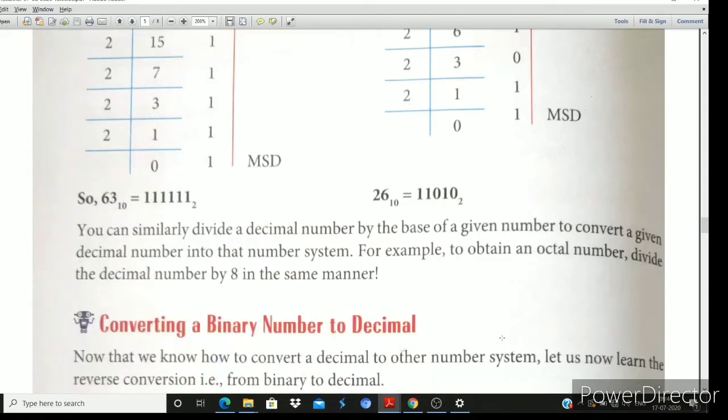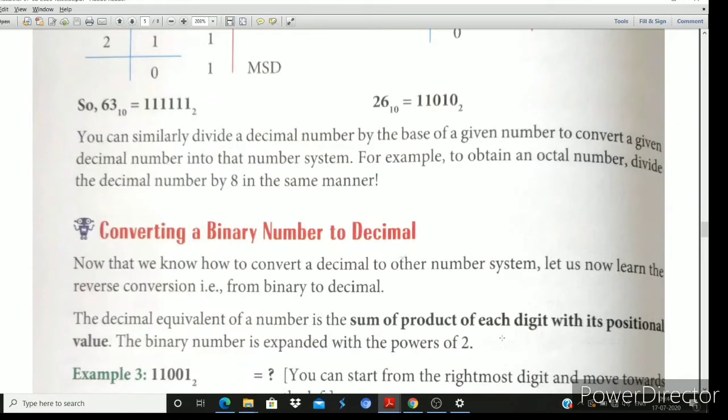Now we can similarly convert binary to decimal also. How we can convert it, we will see in the next minute. You can similarly divide a decimal number by the base of a given number system to convert the given decimal number into that number system. For example, to obtain an octal number, divide the decimal number by 8 in the same manner.